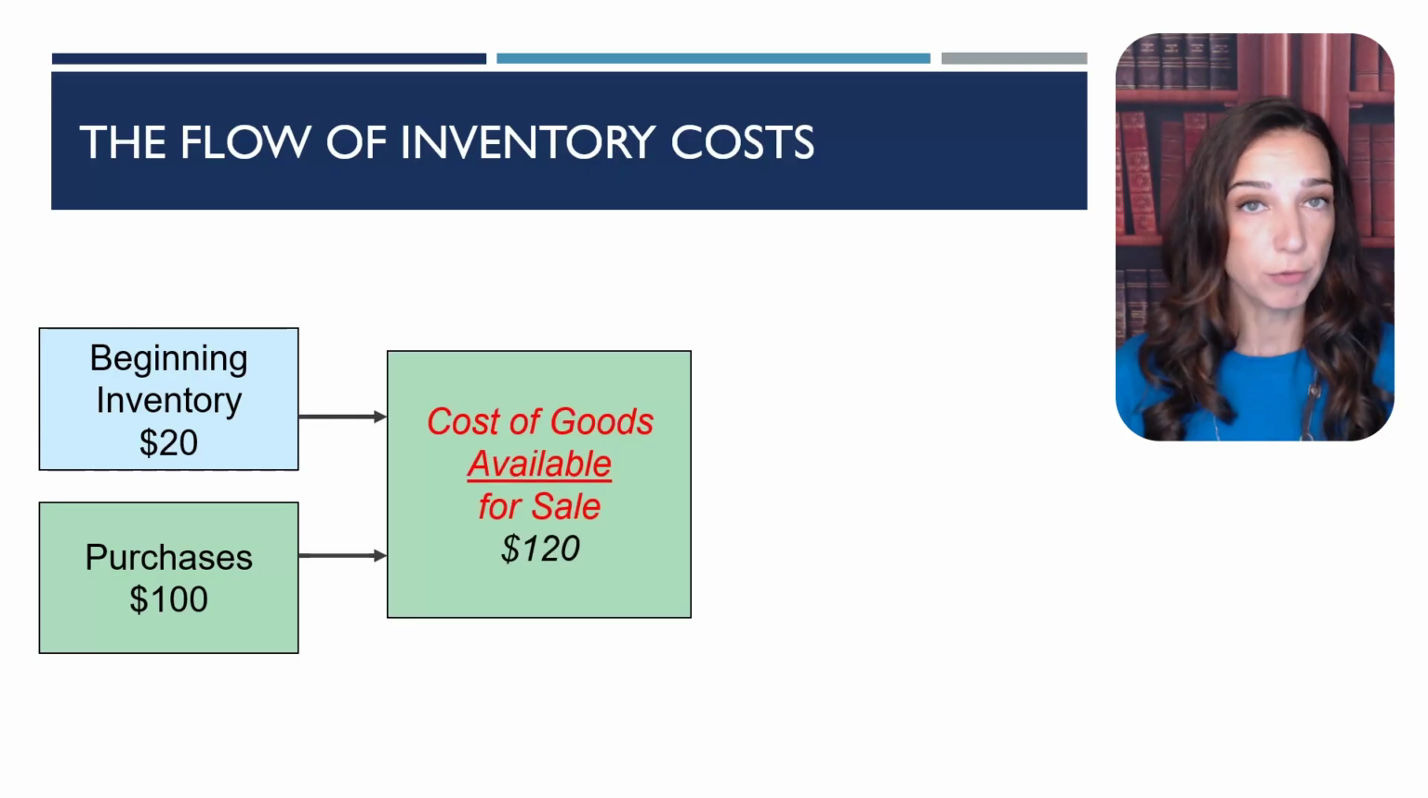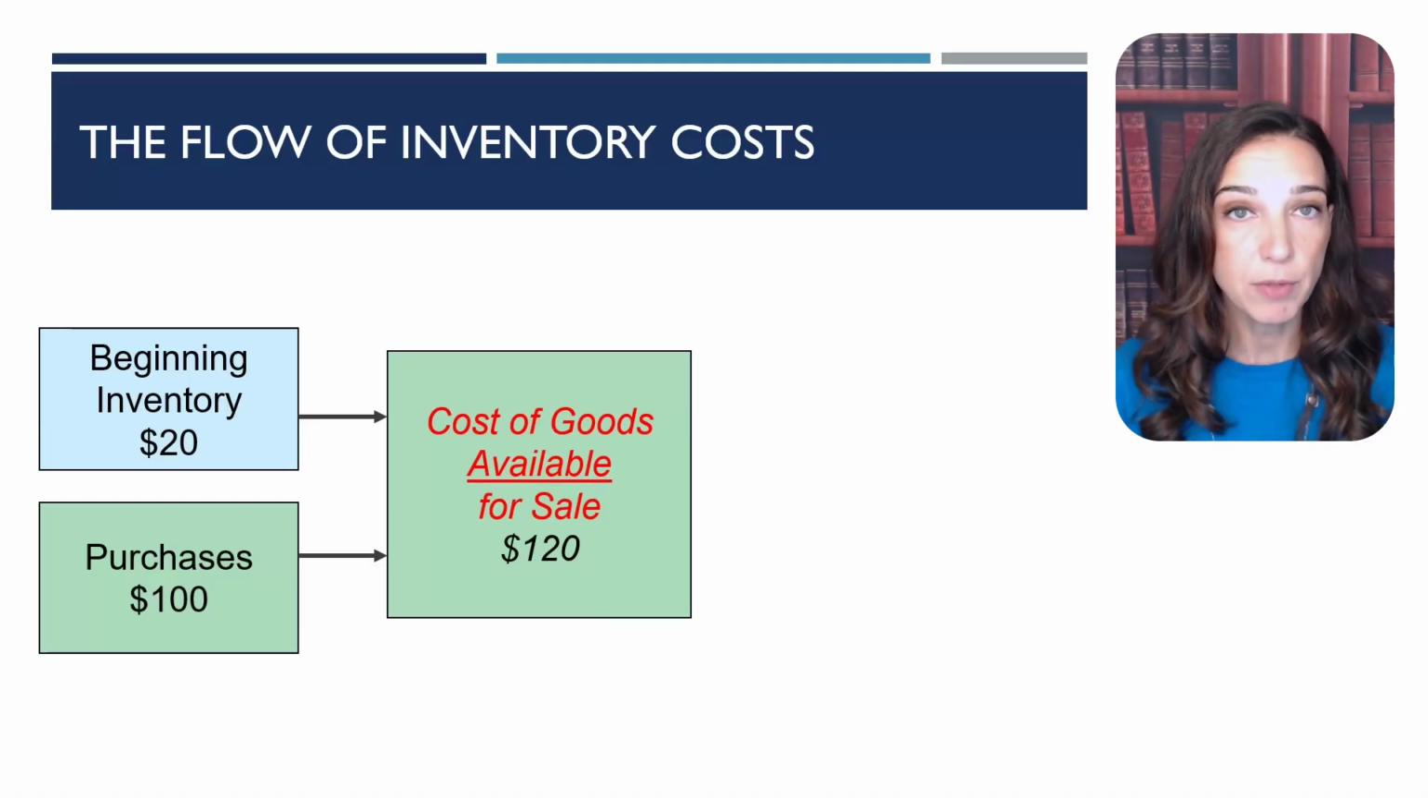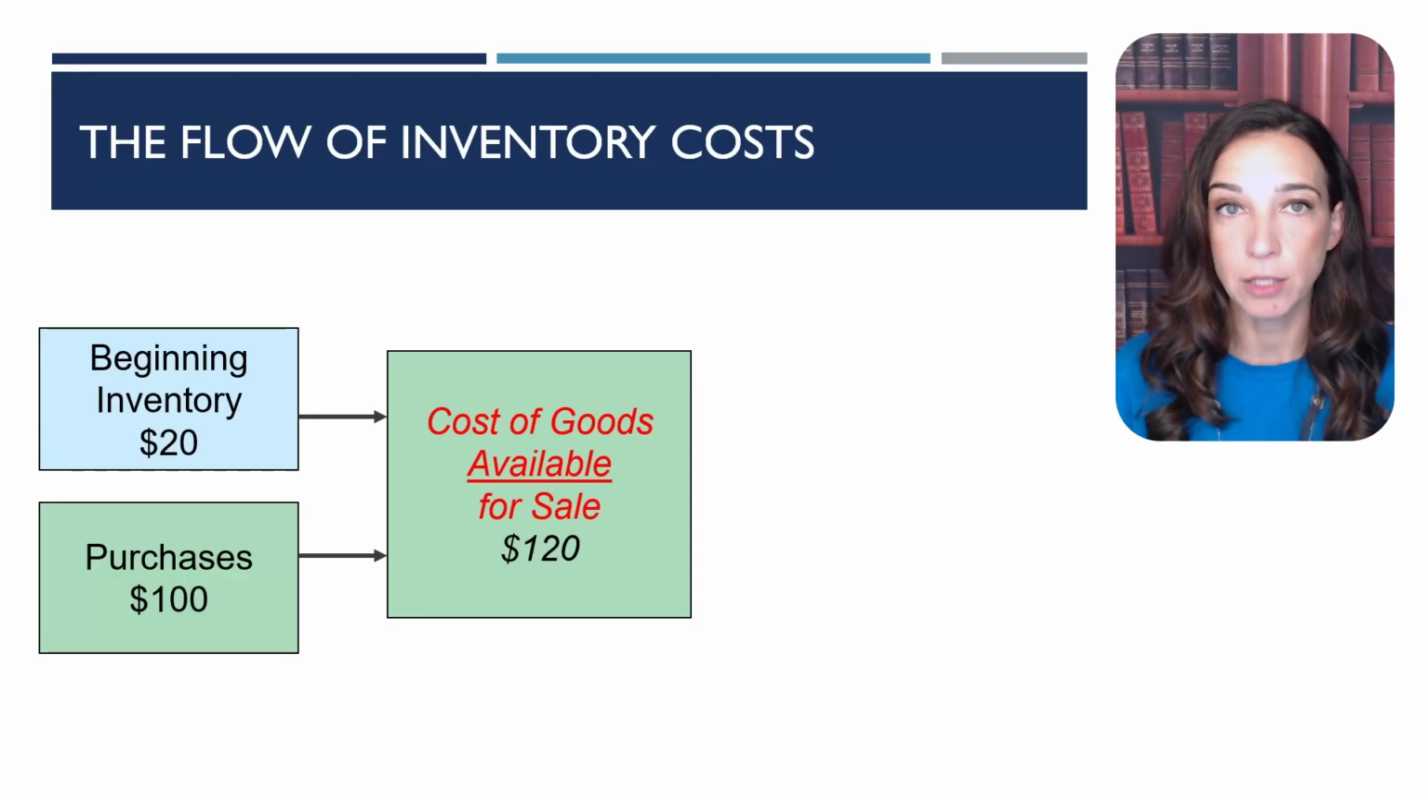So when we think of those two things together, what you started with plus everything that you purchased during the period, the sum of those are all of the inventory that you have available for sale during that period. We call that cost of goods available for sale. So it is not a particular item that you find on the income statement. This is just a conceptual construct that says, if you add up what you had in the beginning plus everything that you bought, this is everything that you could have sold during the period.